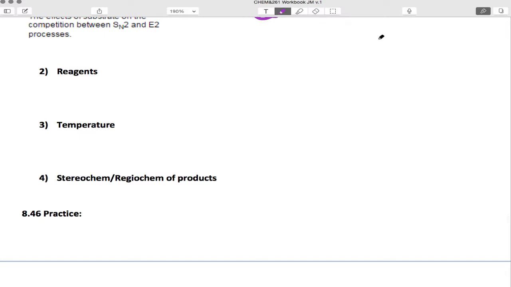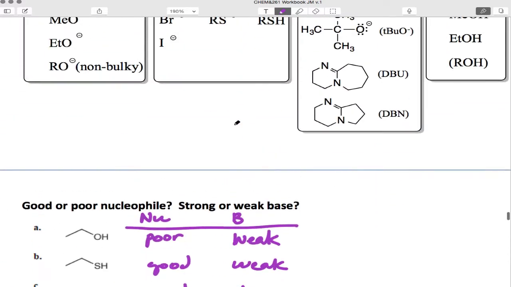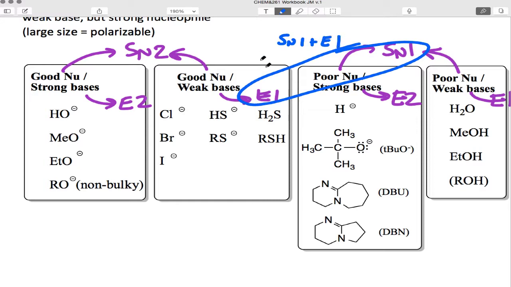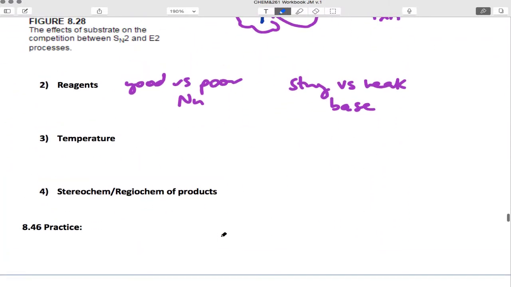The next thing I want to show you is about the reagents. We definitely want to consider good versus poor nucleophile and strong versus weak base. And I think it all goes back to what I wrote up here. Good nucleophile, SN2; strong base, E2. Weak base, poor nucleophile, SN1 and E1. And I want you to notice that these two tend to happen together because you're going through a carbocation, and usually that means you can have elimination and substitution with that carbocation.